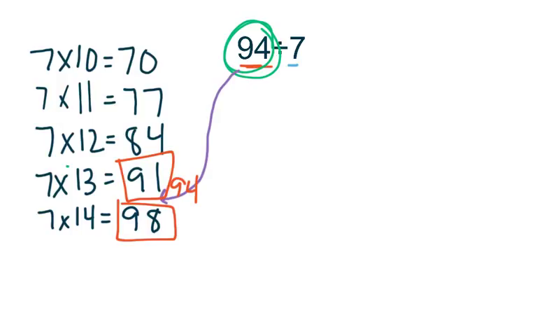So I'm going to put a box around my two factors of 13 and 14, and that's what my quotient is going to fall between.